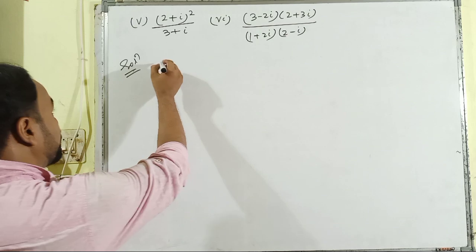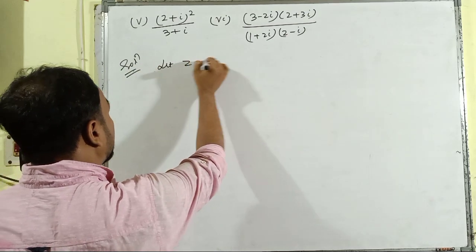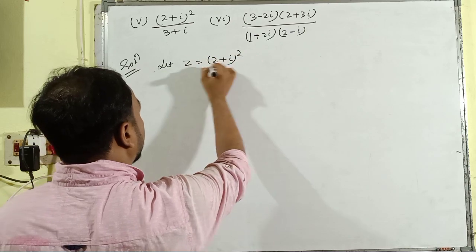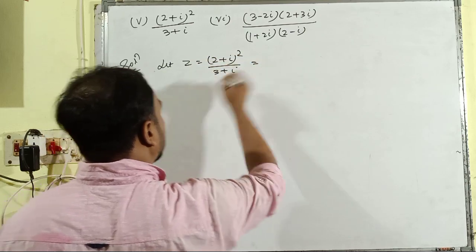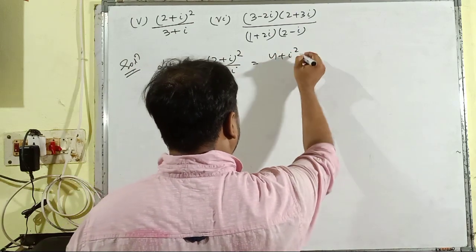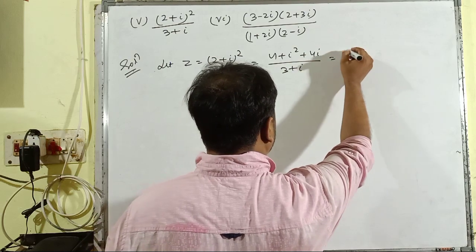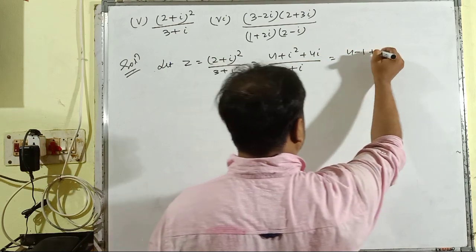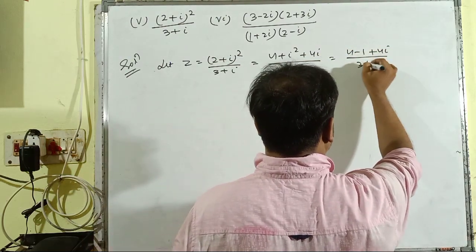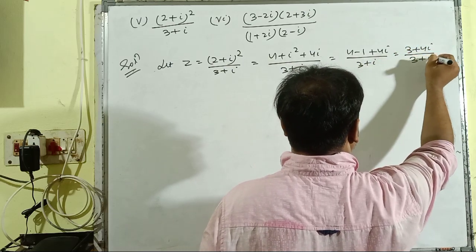Then let us go through this problem. Here the fifth bit is, let z is equal to the square of (2 plus i) divided by (3 plus i). Then applying the algebraic identity here, it is (4 plus i square plus 4i) divided by (3 plus i), and it will be (4 minus 1 plus 4i) divided by (3 plus i), and it will be (3 plus 4i) divided by (3 plus i).